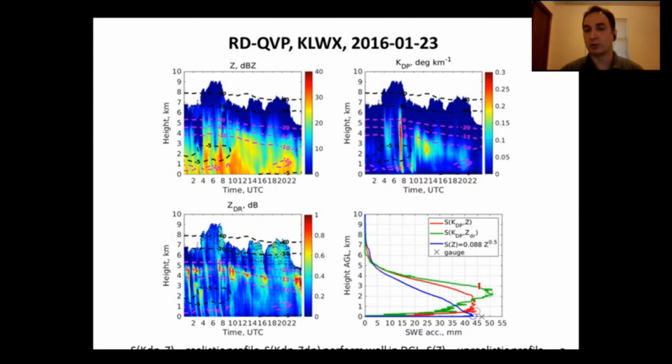SOKDP-ZDR does a pretty good job within the dendritic growth layer, or a little bit below the dendritic growth layer. And this is expected because you expect this relation to work the best from -10 to -20 degrees Celsius. And the profile of SOZ is the most unrealistic, even though the value of this SOZ profile at the ground is close to the ground measurement, but still it should be more constant with altitude until we hit the dendritic growth layer.